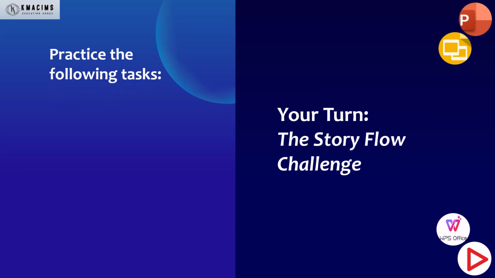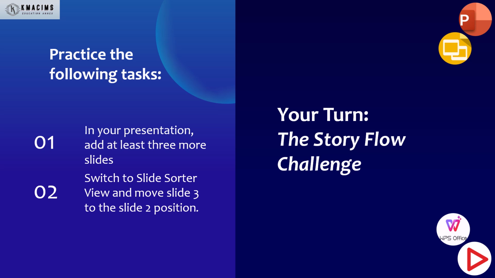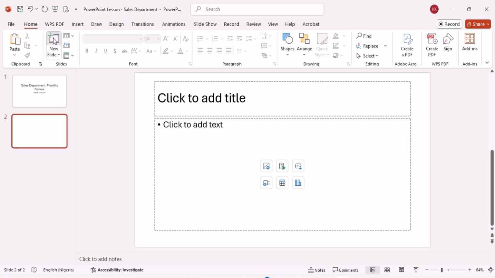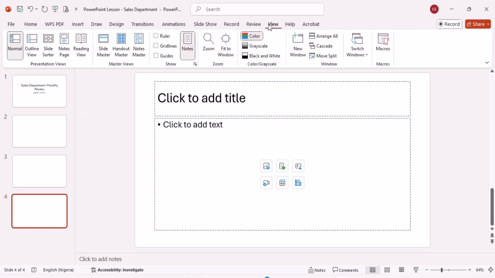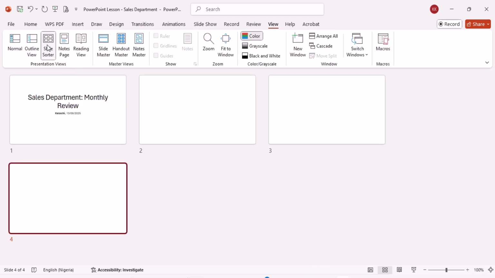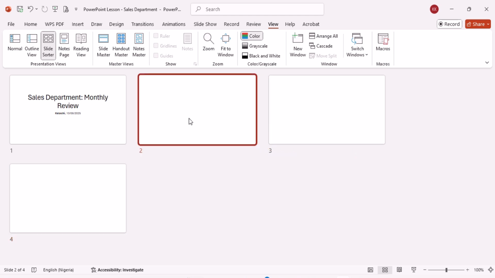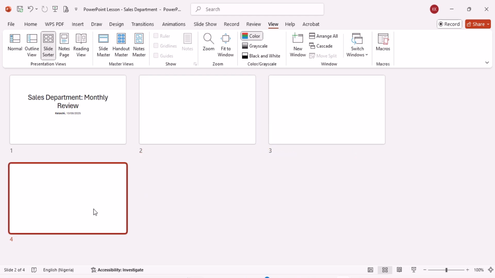Let's try it. 1. In your presentation, add a few blank slides so you have at least 4 in total. 2. Switch to slide sorter view. 3. Now, imagine your third slide should actually be your second slide. Click on the third slide and drag it between slides 1 and 2. 4. Next, move your last slide to the very beginning. Notice how you can quickly restructure your entire presentation. This is a crucial skill for organizing your thoughts and ensuring your story makes sense. When you're done, just double-click any slide to return to normal view.